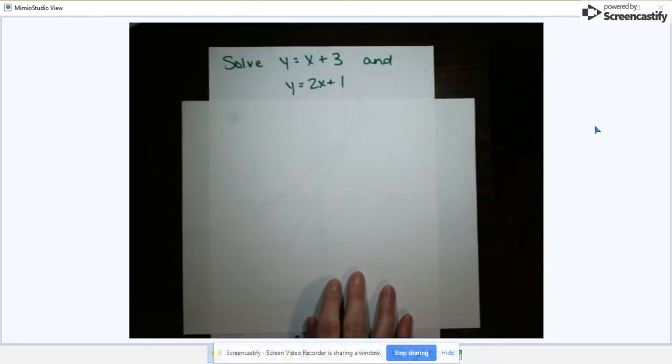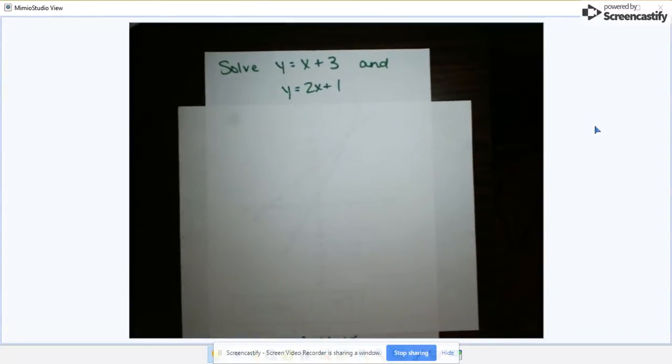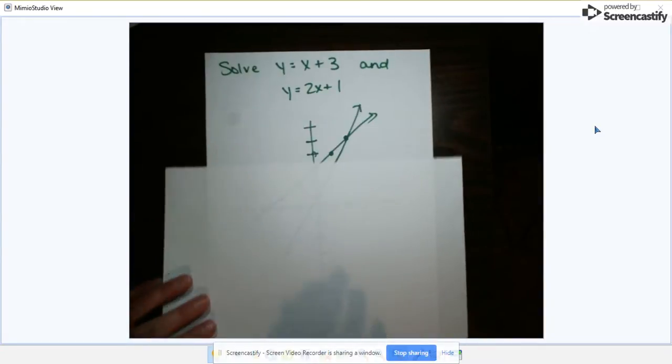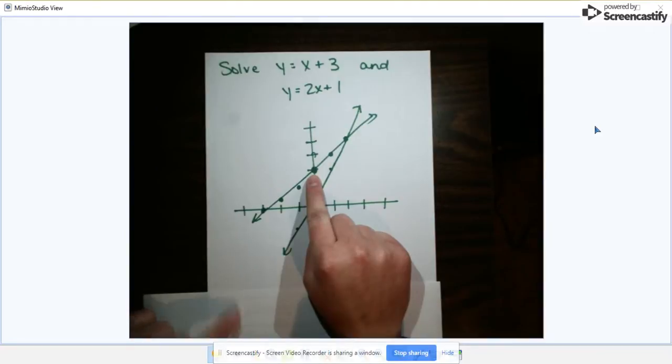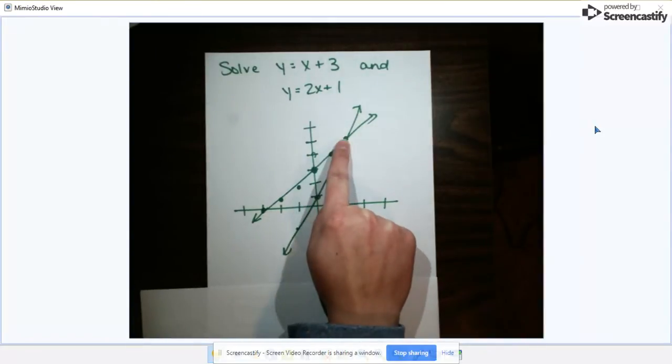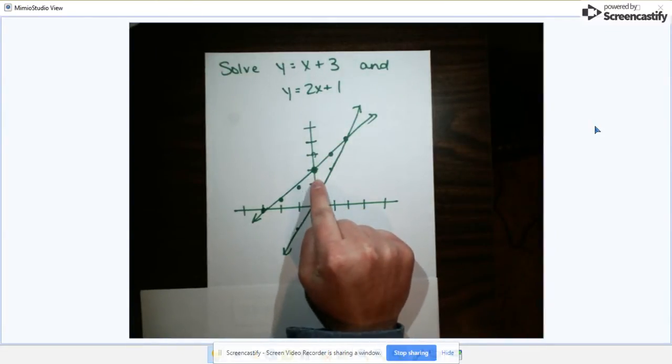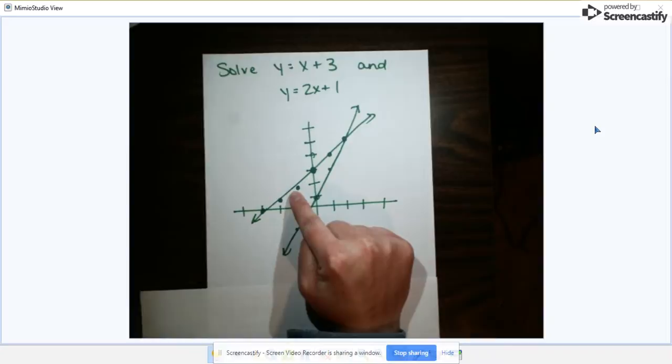We have these two equations. Both of them are already in slope-intercept form, so we can just graph both of them. So I've done that here. Here is my y equals x plus 3. Notice I start at y equals 3. And then my slope is 1, so I go up 1 over 1, up 1 over 1. I can also go down 1 and to the left.